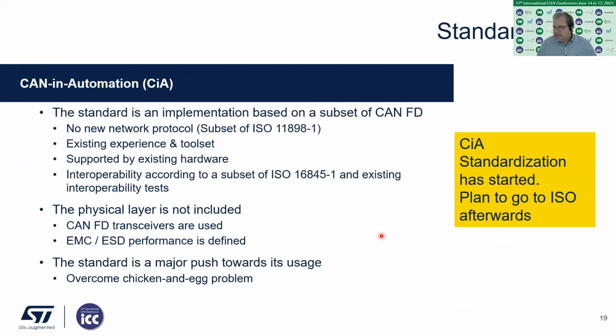We have started the standardization in CAN Automation. As said, the standard is an implementation based on a subset of CAN-FD. It is not a new network protocol, it's a subset of the ISO standard. We can still rely on the existing experience and tool set. We support existing hardware, and we will also define interoperability tests according to a subset of the ISO standard. This CAN Automation standardization has started, and there's a plan to go to the ISO afterwards. We do not include the physical layer, it's not needed.